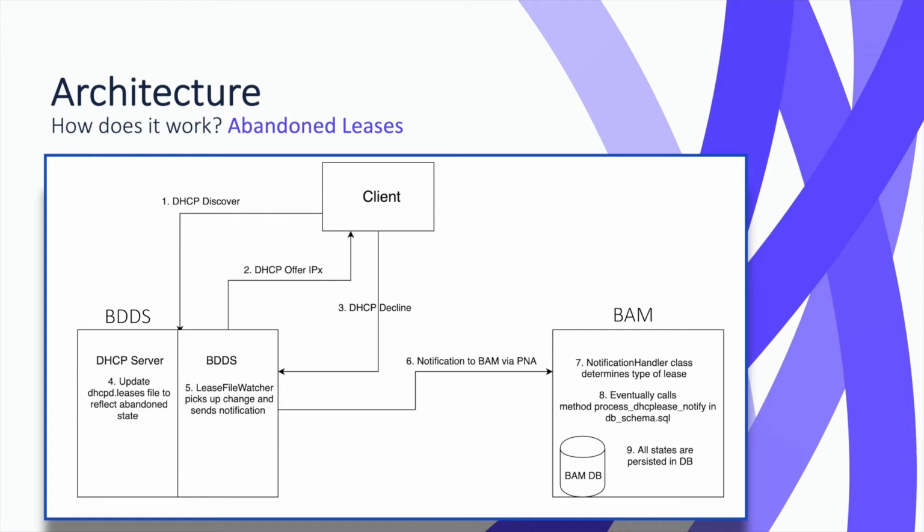If an admin deletes an abandoned IP in Address Manager, it sends the free host IP command to BDDS. Then the binding state in the dhcpd.lease file gets updated with next binding state set to free. Therefore, the specific IP is freed from the dhcpd.lease file. After that, the lease file watcher picks up the changes in the lease file and triggers an Address Manager notification of type free.